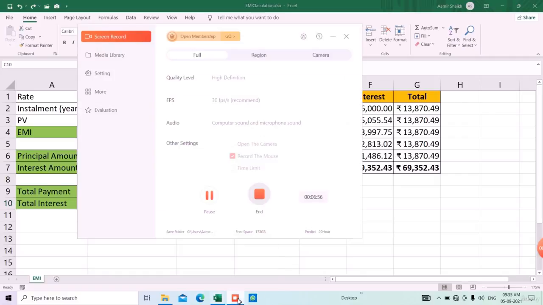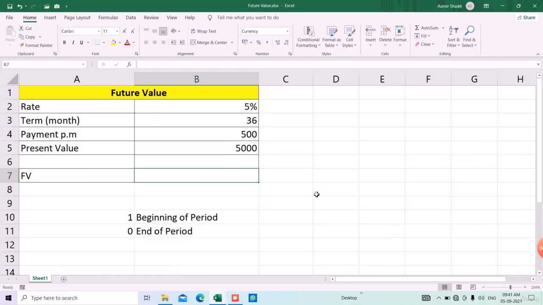Thank you so much. Heading towards the calculations of financial functions, now we'll see how to calculate the future value. Now in the given example, we are given the rate, which is 5%, the term of 36 months. Now again, if nothing is mentioned, this rate is assumed to be per annum. Now this term is in months, the payment is per month, and the present value is this. Now the function for FV is FV itself.